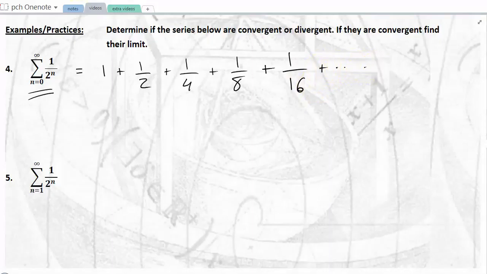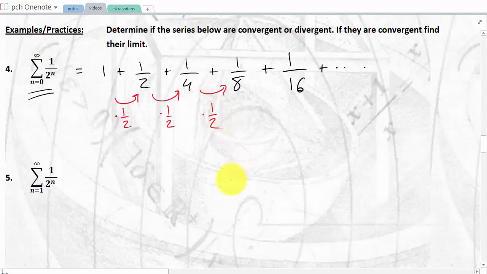Now, what's going on here in terms of the series? Well, are you dealing with a geometric series? Yes. How do you know? You multiply by 1/2 all the time to go from one term to the next. So it is a geometric series, and 1/2 happens to be between 1 and -1. So that means this series is convergent.